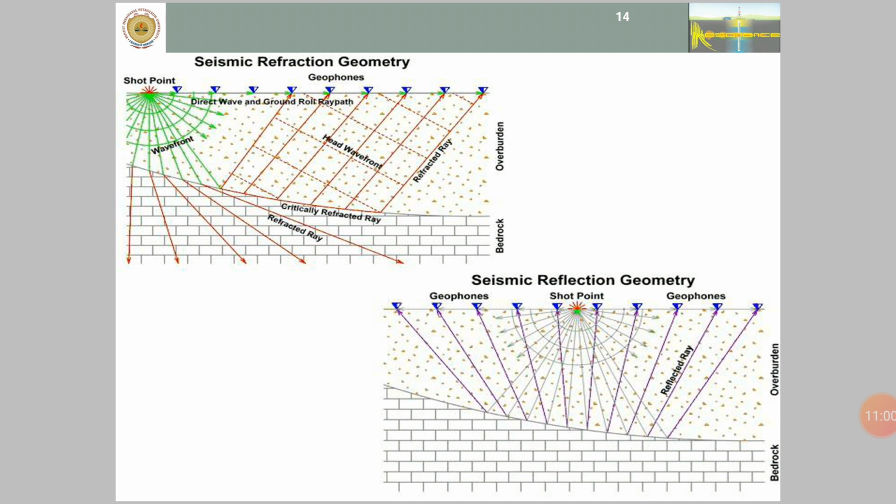The distance between the shot and the first geophone is known as near offset, and the distance between the shot and the farthest geophone is known as far offset. So in this case we can see the bedrock and the overburden, and we can see the refraction happening and the reflections which are taking place. Now in case of refraction, we have already told that it is needed to understand the depth to the low velocity zone. The time distance curve prepared from the refraction is important to understand the first break.